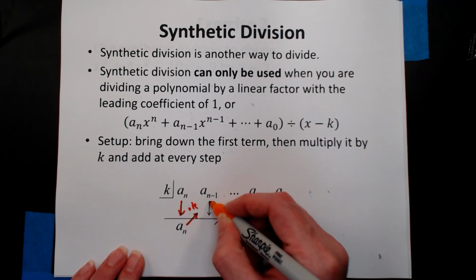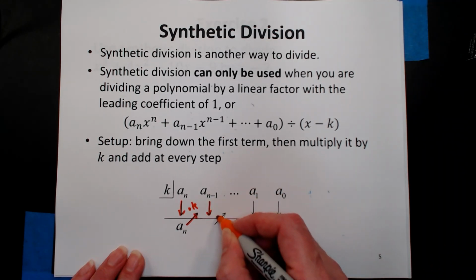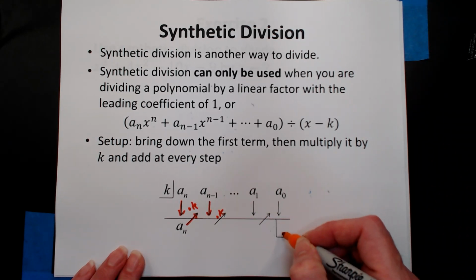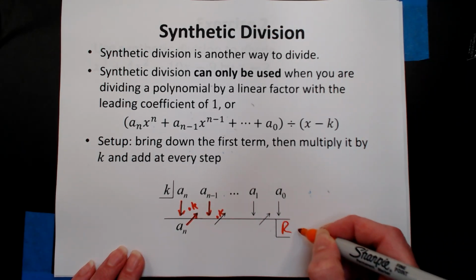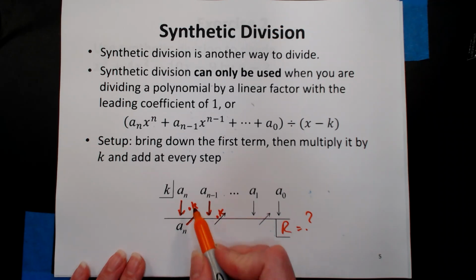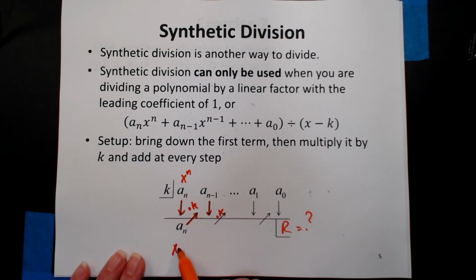And then when we move down, we're going to add those terms together, and then we're going to have a new term here, and then when we move to the right, we're going to multiply by k. We keep doing this all the way down until we get to a remainder. And the remainder may be 0, it may not be 0. And then below here, we'll have a polynomial where this used to be the x to the n column. This will now be x to the n minus 1 because we've reduced the power by 1.